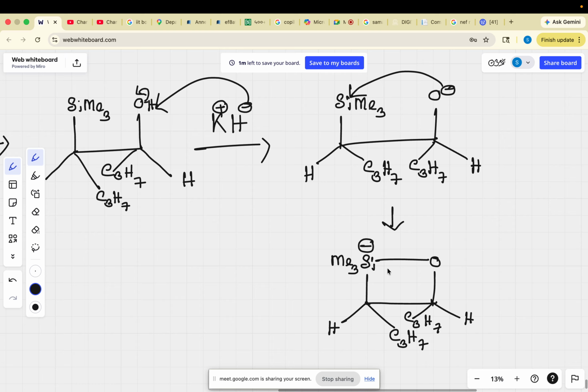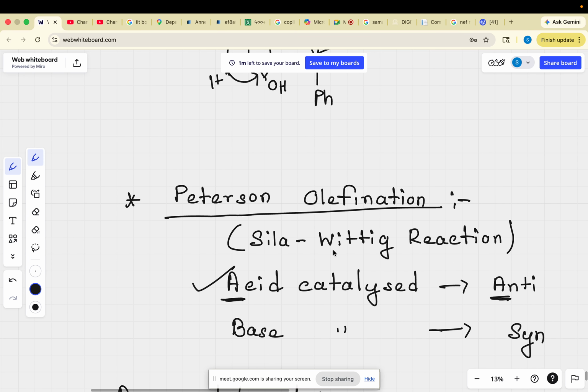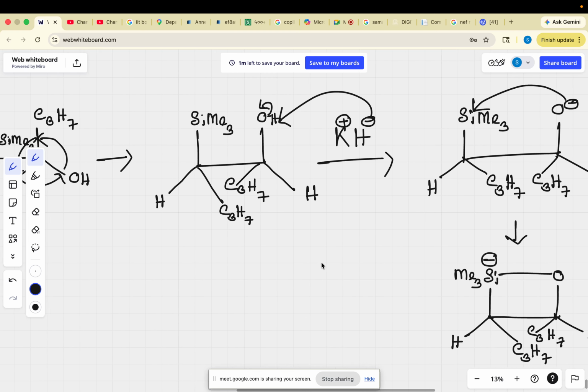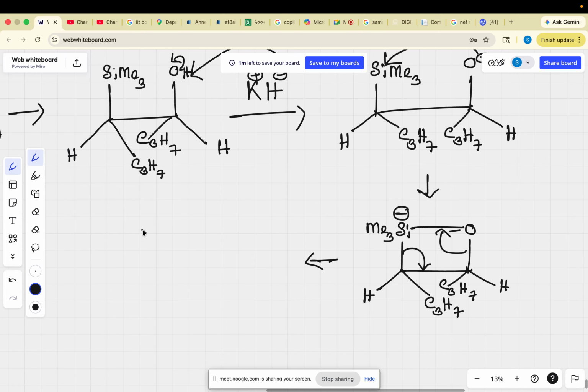And once this silicon oxygen bond is forming, like yesterday when the phosphorus oxygen bond was forming, this is actually a derivation of your Wittig reaction. See, Sila-Wittig reaction: instead of phosphorus you are using silicon, that is the only change. That's why Peterson olefination is also known as the Sila-Wittig reaction. But here also you are getting a four-membered transition state. So once your silicon oxygen bond is forming, this carbon silicon bond will break, and this carbon oxygen bond will also break.